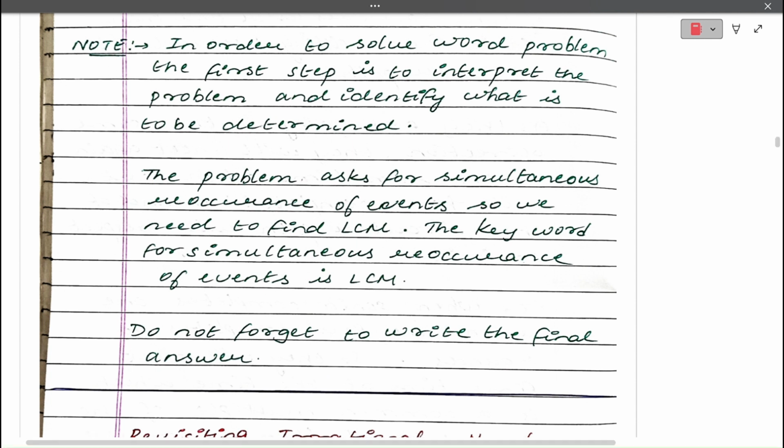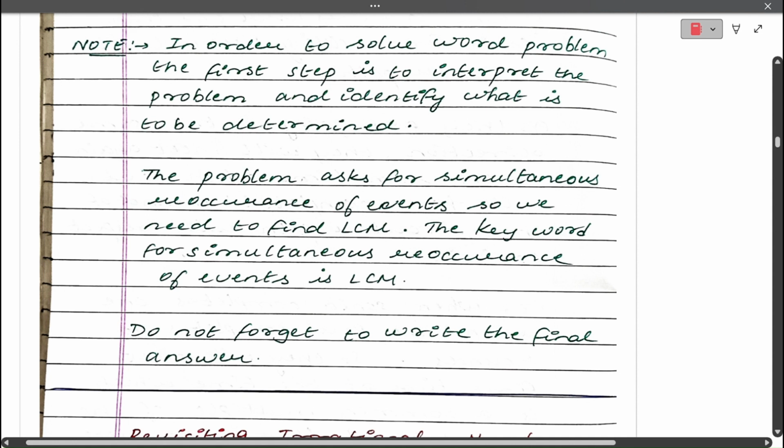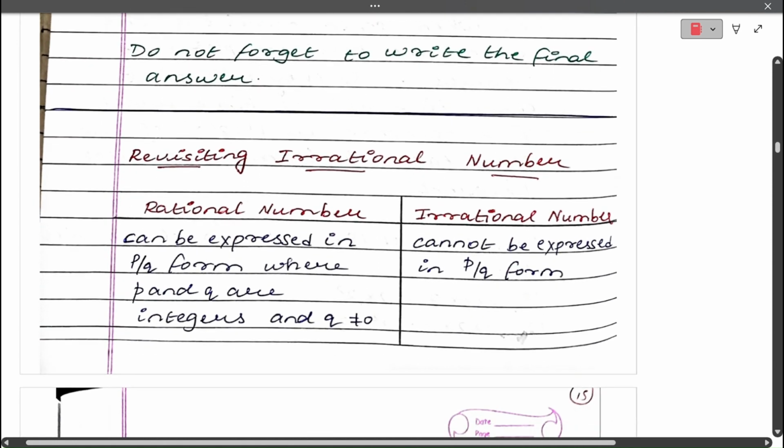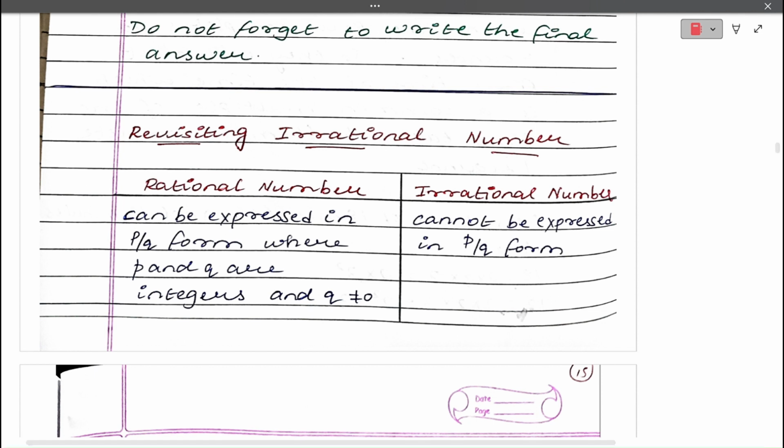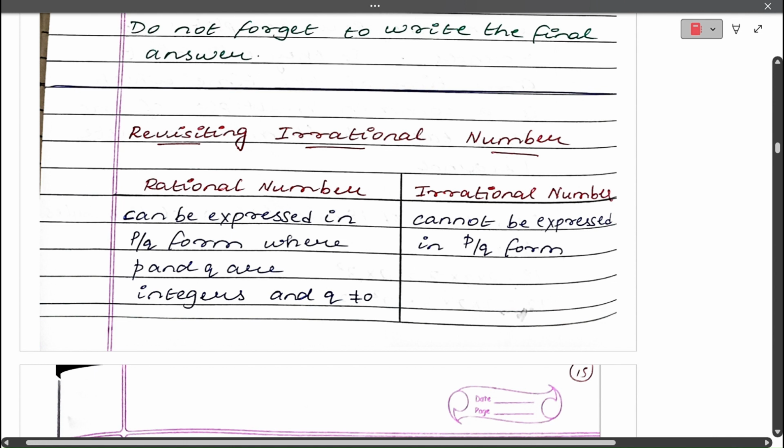Okay, so we will be moving ahead to the next unit of the chapter, that is revisiting irrational and rational numbers. So we come across the other segment of the real numbers, rational and irrational. As we told in the beginning, a real number is a combination of rational and irrational numbers. Now we will make use of it. So what is a rational number? Any number which can be expressed in the form of p upon q, where q is not equal to 0, is called a rational number.